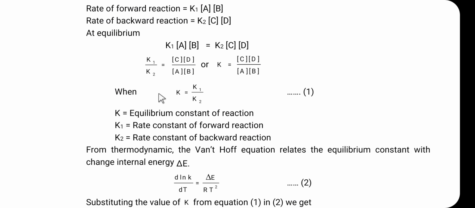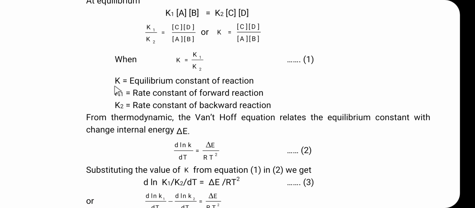This equation can be rearranged. K1 by K2 is equal to concentration of product divided by concentration of reactant, or K is equal to concentration of product divided by concentration of reactant, where K is equal to K1 by K2. Here K is called the equilibrium constant for the chemical reaction. K1 is the rate constant for the forward reaction, and K2 is the rate constant for the backward reaction. So, this is equation number 1.